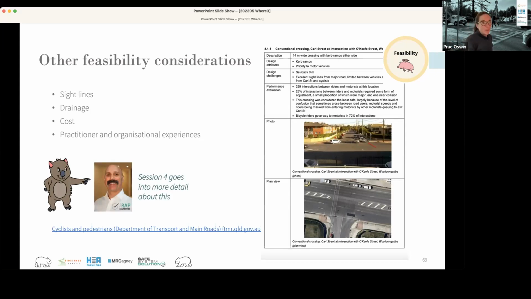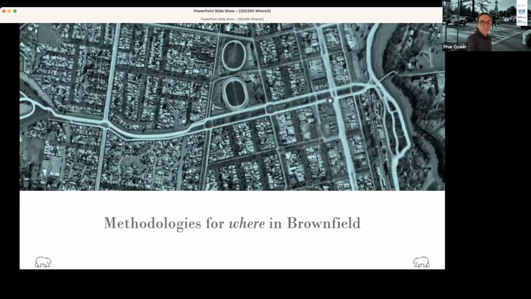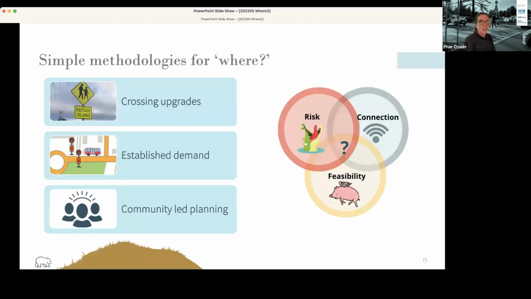And session 4 is going to go into some of these site constraints. So that's when you'll get into the detail of that. So now we're going to go to methodologies for where in brownfield sites. Simple methodologies for where.